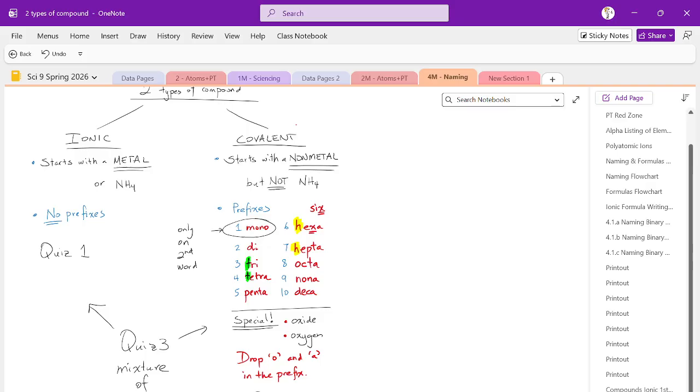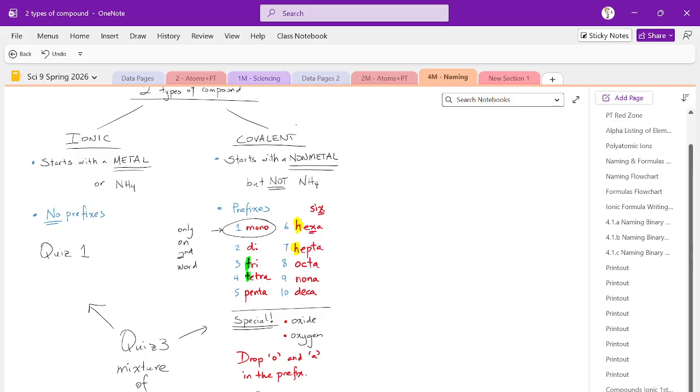So pretty good. Just a couple little things. We don't put mono on the first word, but we do put it on the second word if it says nothing, like no numbers. It's one. So this is correct. There's no mono on the first word, but we do put it on the second word. And then if we have an A or an O in front of oxide, we drop that letter. So it's pentoxide instead of pentaoxide.